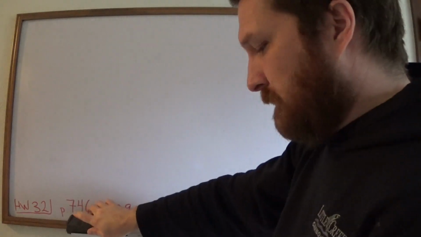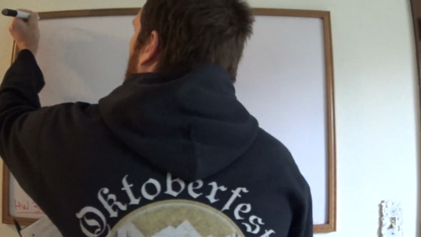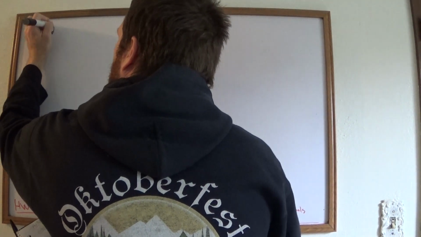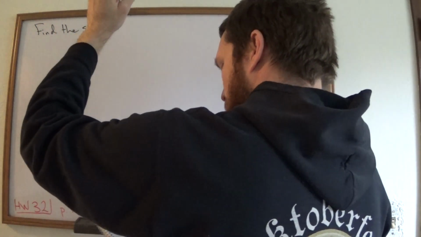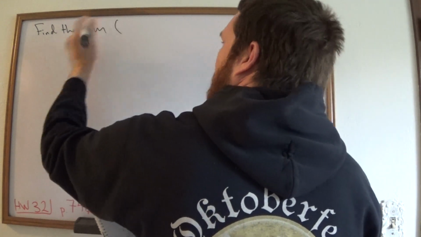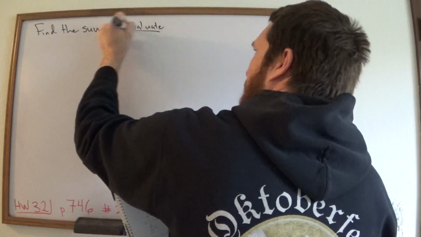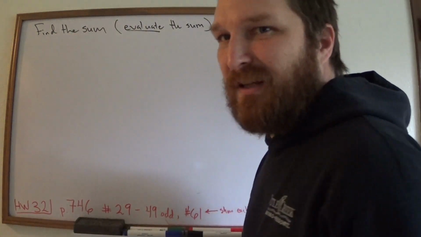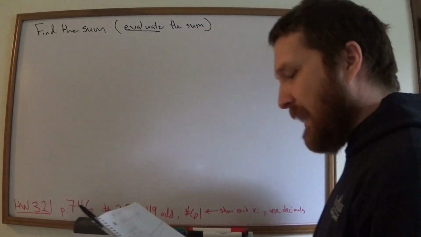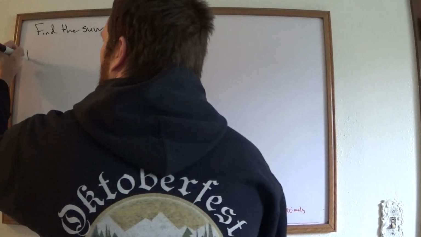All right. So for these, we are going to find the sum. And what that means, I think that's what your book says, find the sum, that means to evaluate. Evaluate the sum. Sum is just plussing a bunch of things together, right? So we're going to actually evaluate what this stuff means. So here's an example. Here's number 34.